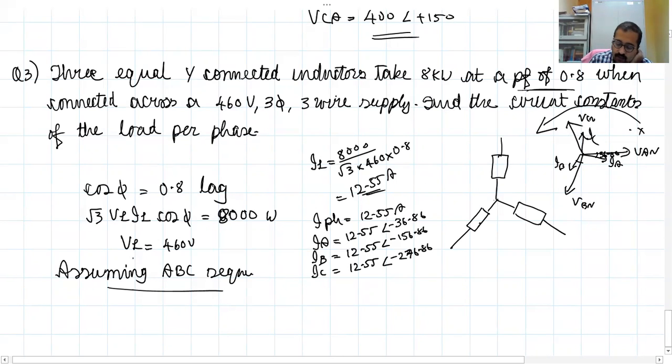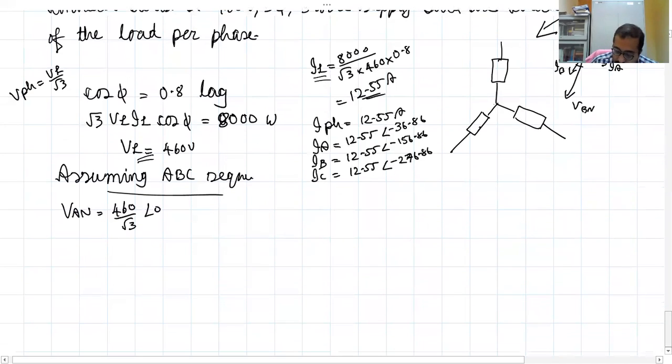Now what next? We know the line voltage magnitude and the phase currents. Assuming ABC phase sequence, how will you find the phase voltage? You know the line voltage value, and phase voltage will be VL divided by root 3. So VAN will be 460 by root 3 angle 0. VBN will be 460 by root 3 angle minus 120. And VCN will be 460 by root 3 angle minus 240.